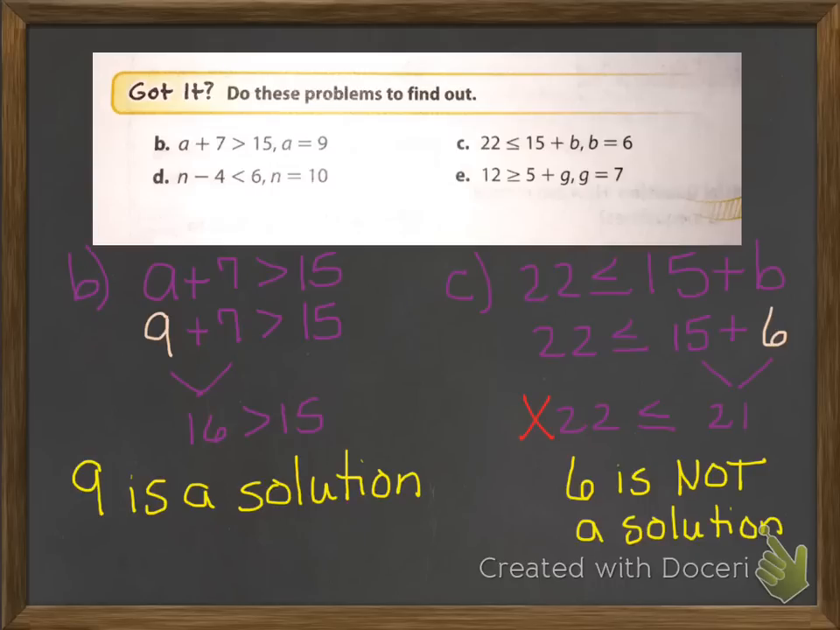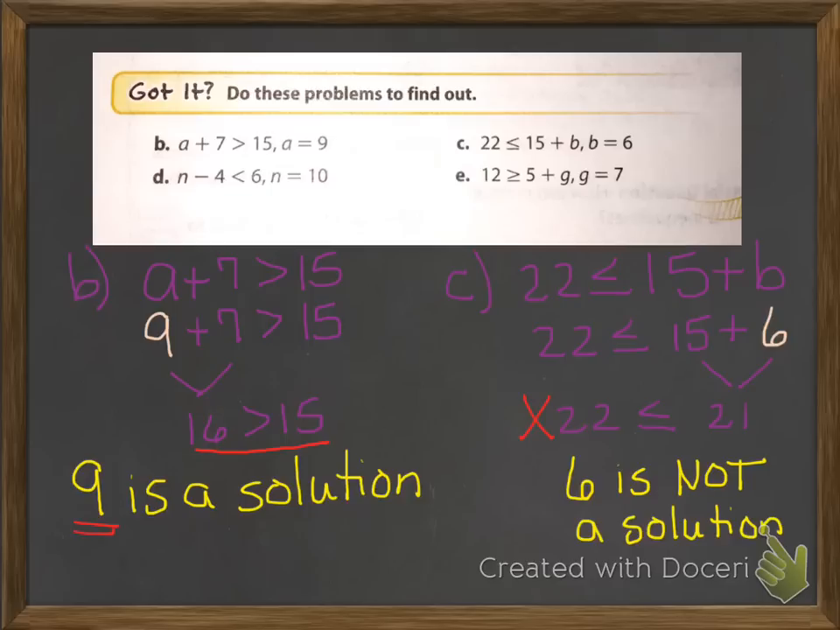In example B, I substituted in 9 for A, and I worked out the problem. What I ended up getting was 16 is greater than 15. Since that is a true statement, we discovered that 9 is a solution for this inequality.